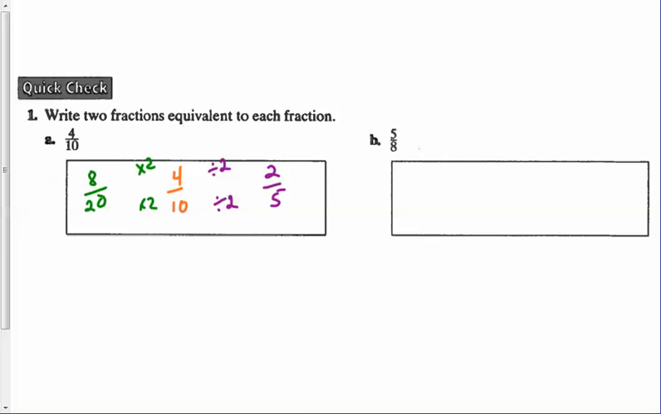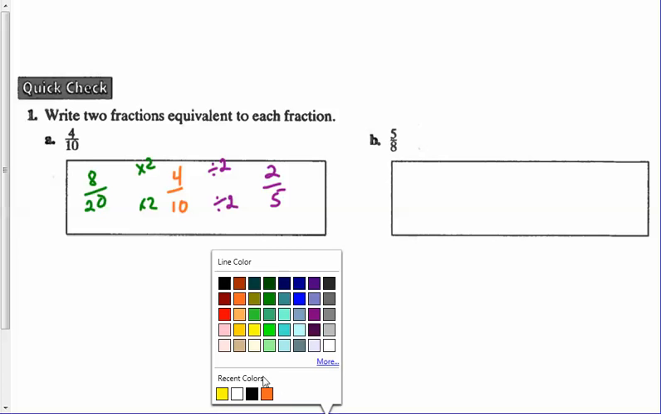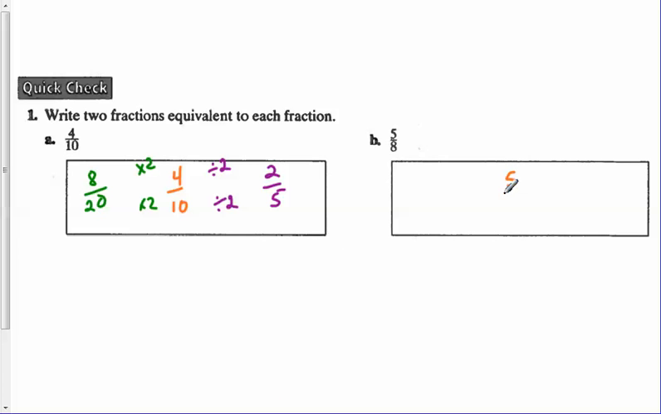So let's also look at our 5/8. We can multiply that times 2. And whatever you do to your numerator, you have to do to your denominator. So 5/8, we could get 10/16. 5 and 8 don't have any common factors, so we can't simplify 5/8. So we can multiply this again times 2 and we can get 20/32. Those are all equivalent fractions. We can say that 5/8 is equivalent to 10/16, which is equivalent to 20/32.